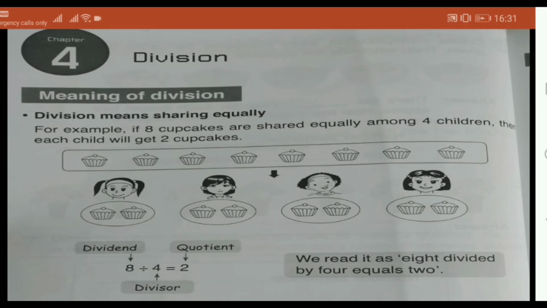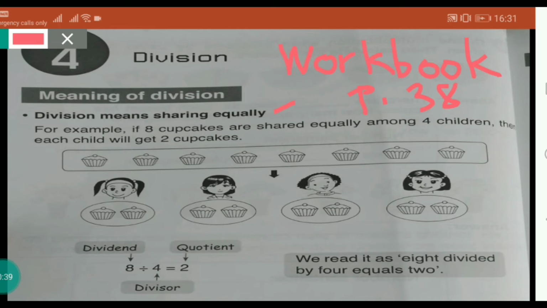Alright, let's see an example in your workbook, page 38. Please open your workbook. Okay, so in your workbook, page 38, we need to learn more about division and the meaning of division. So in your workbook, it says here, division means sharing equally.